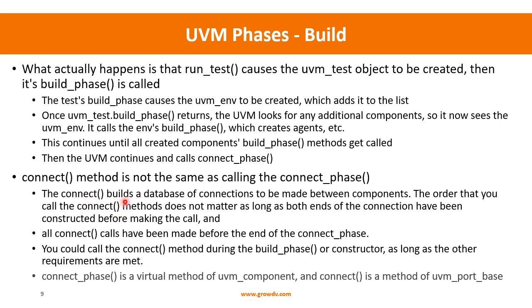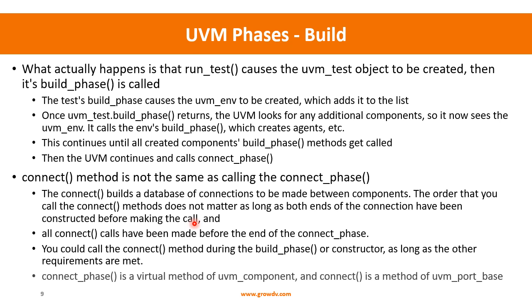So connect, for example, we have been saying some component dot analysis port AP dot connect, and then we are passing some export to it. So the connect builds the database of connections to be made between components, and the order that you call the connect method does not matter as long as both the ends of the connection have been constructed. So as long as the two objects which are getting connected are present, the order in which you do the connection between them doesn't matter.